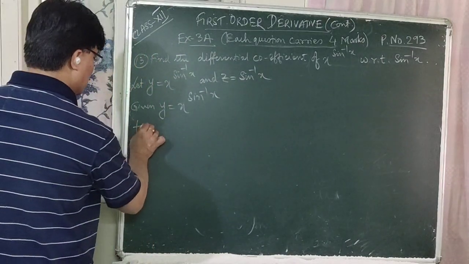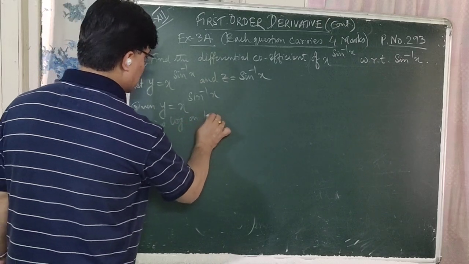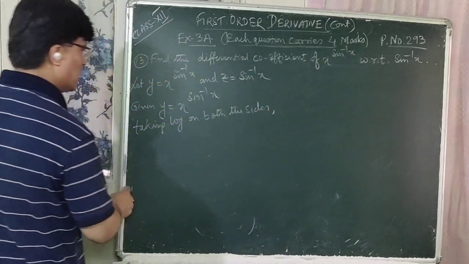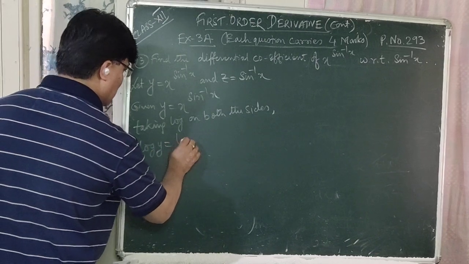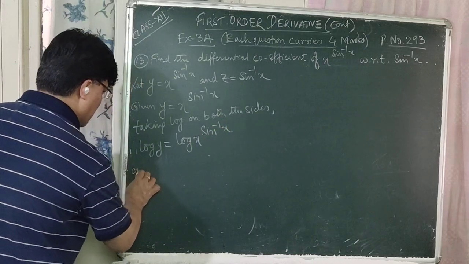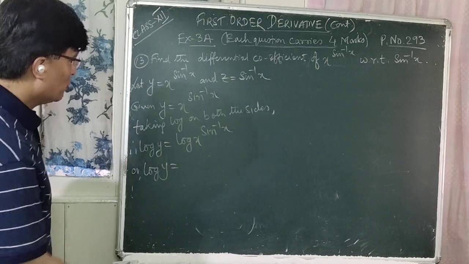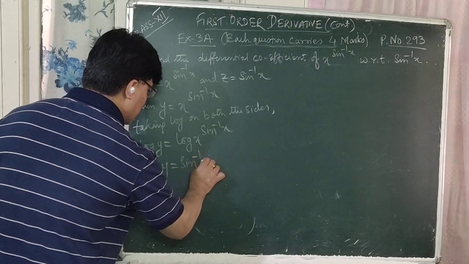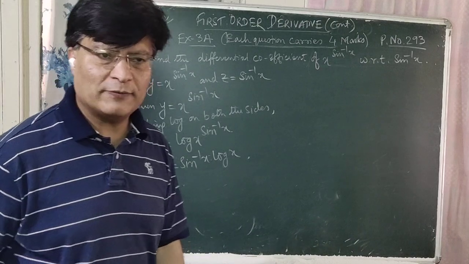Okay, so taking log on both the sides. So what do we get? It is log y is equal to log x to the power sine inverse x, or log y is equal to, now you can use the properties of logarithm here. So because of this log, this sine inverse x becomes the coefficient of log x, that is sine inverse x into log x, right? So now you can easily differentiate it.